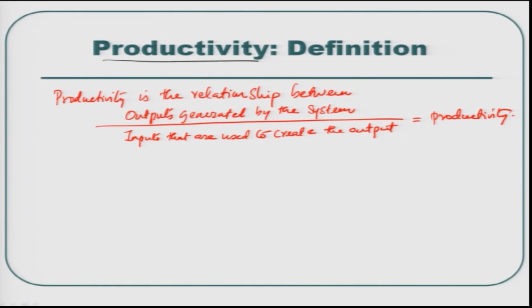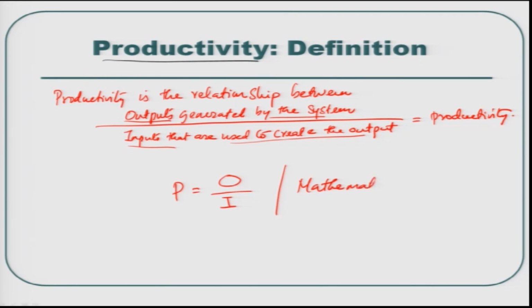It's a relationship between the outputs generated by the system. The system has some outputs that are generated, and there are inputs that are used to create that output. This gives you the productivity. So P is equal to O over I. This is the simplest way we can write this in a mathematical form.